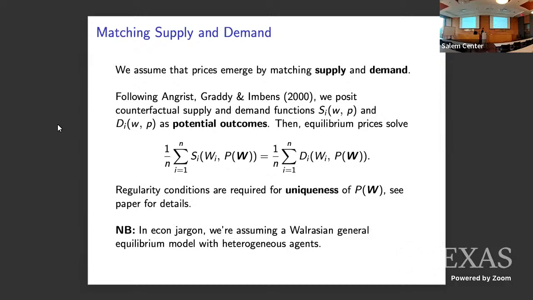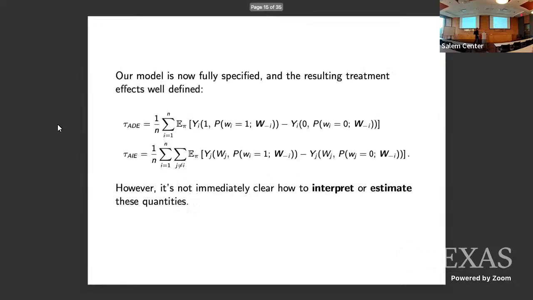And some more assumptions are needed, for example, for existence and uniqueness of prices. This is standard econ. In Econ 101, they call this a well-posed general equilibrium model with agents. But anyways, this is a well-studied object. We're going to assume that prices. And so we haven't done much at this point, but we have now specified what our estimates are.